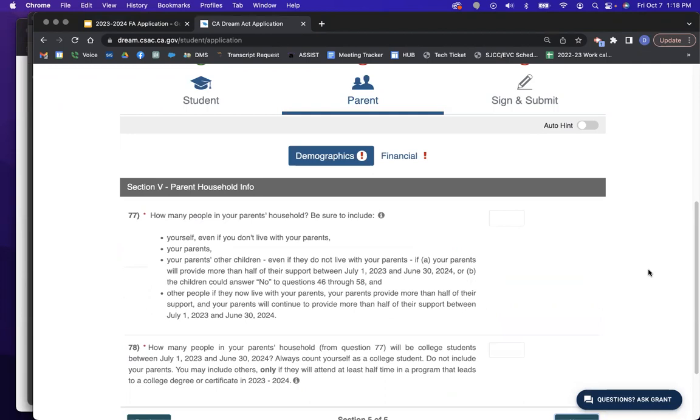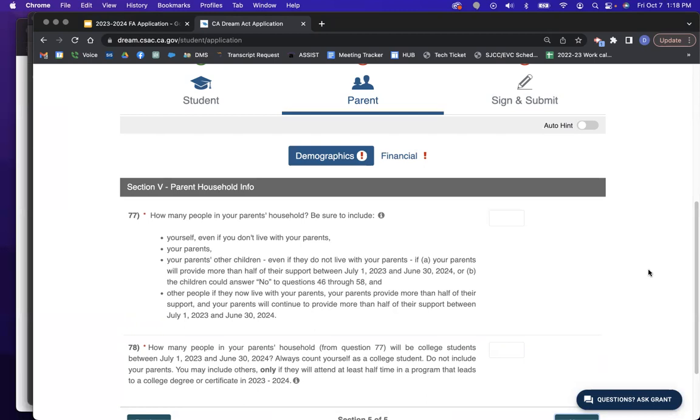So now it's going to ask you for your parent household information. This is asking you to tell them how many people live in your parents' household. So you're going to include yourself, your parents, any children that depend financially on your parents, or anybody else. This is very common. If your grandparents live with you, or your cousin moved in with you, you would also count them as part of your household.